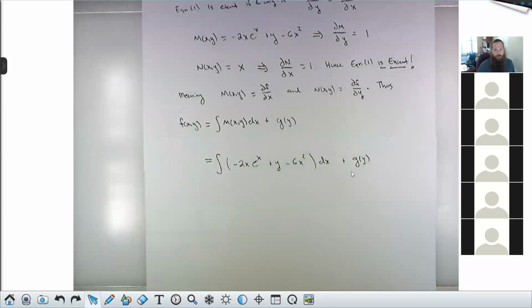And remember, the g of y here is kind of like the plus c, because f is a function of two variables. When you integrate with respect to one, it's possible that you have a constant term, and that constant term is a function of the other variable. Really three integrals in one here. Let's start with this last guy. What's the integral of 6x squared?